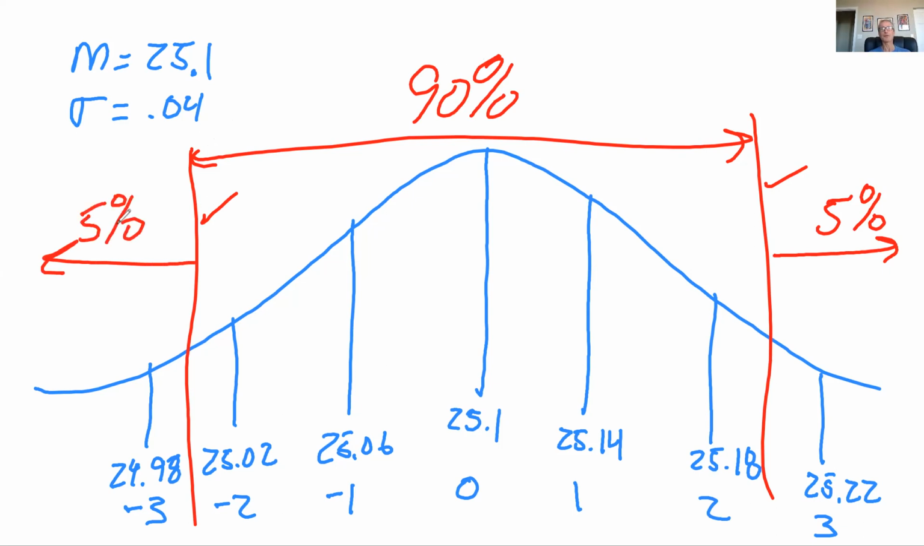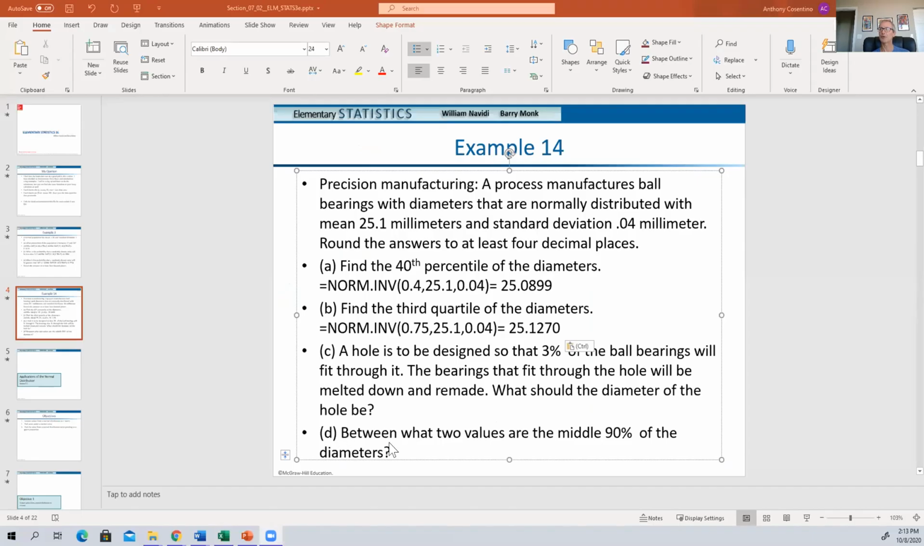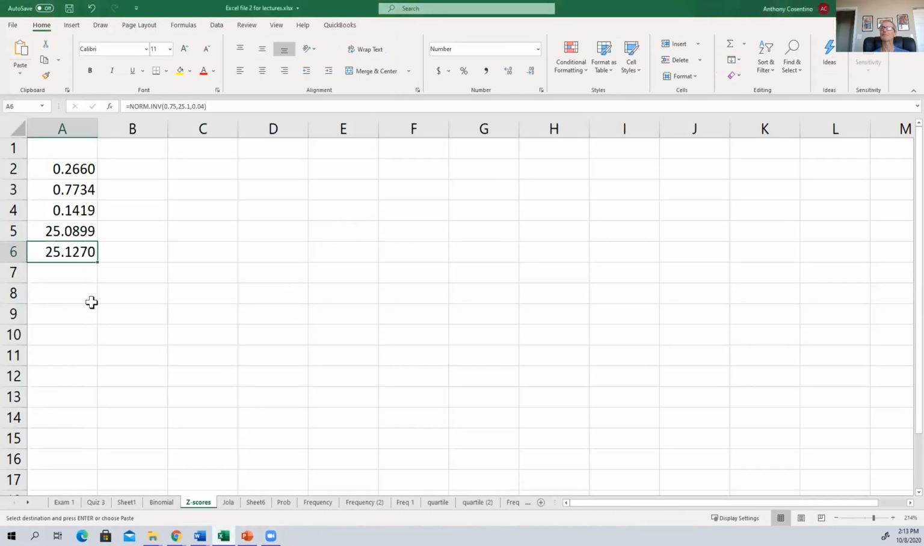And so to find the lower point, that one's the easier one, right? Because you're using 5%. So the probability that you would plug in at the norm.inv would be 0.05. That'll give you this point right here. So let me go back to that. And so I jumped to part D. We'll get back to C in a minute, well, after we do this one. So this is the lower one. So I'm going to type in the lower one.